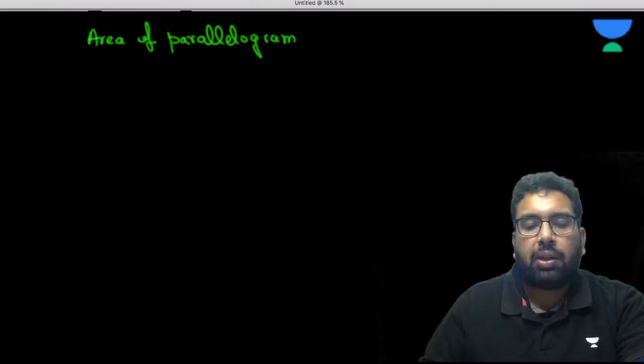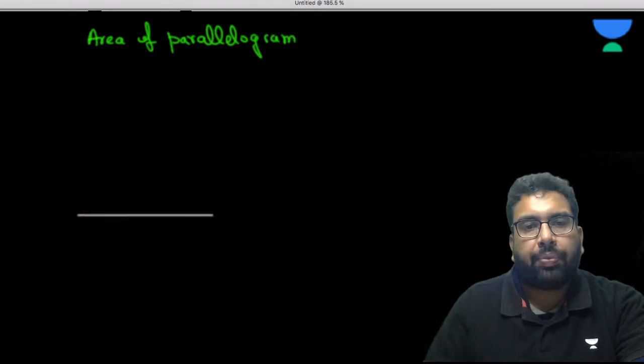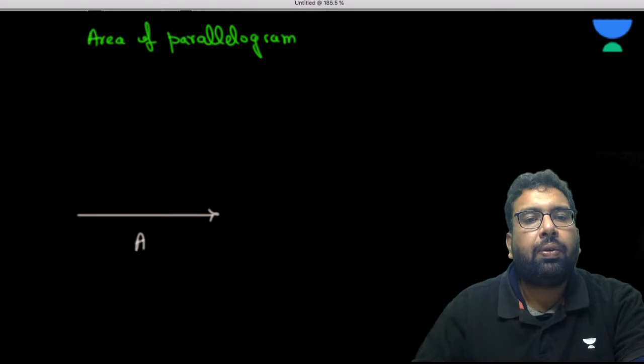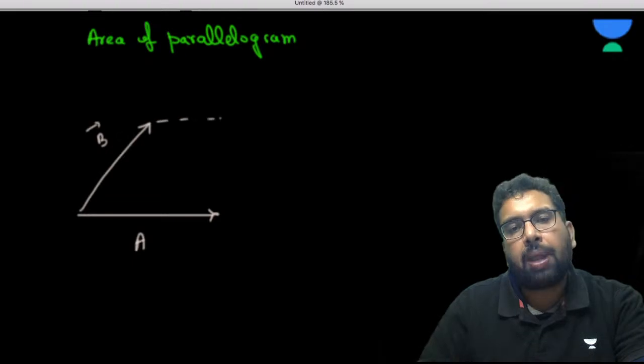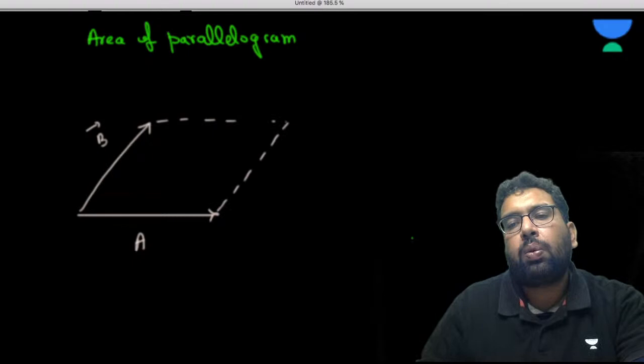So what is the parallelogram? Here, let's suppose this is a vector, and this is our B vector. So this is the parallelogram, right? Now, what is the area of a parallelogram in general?